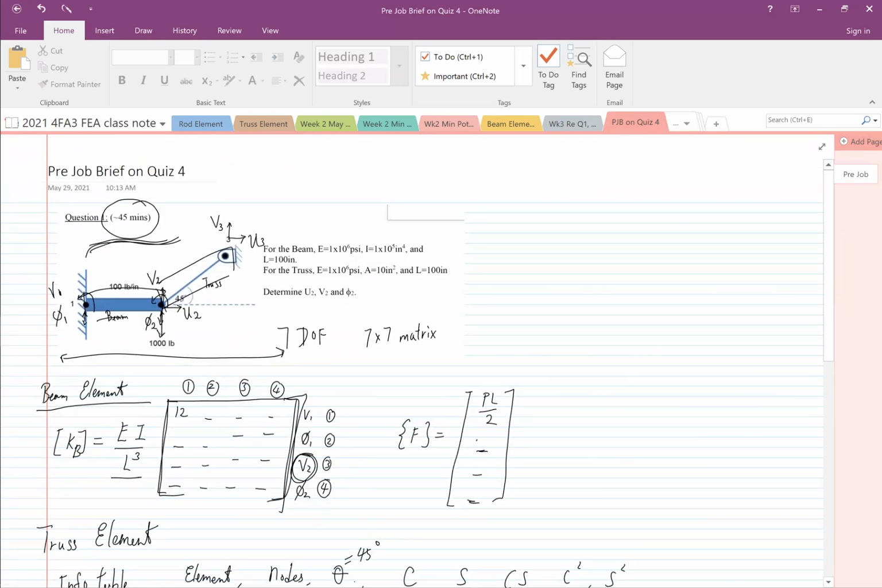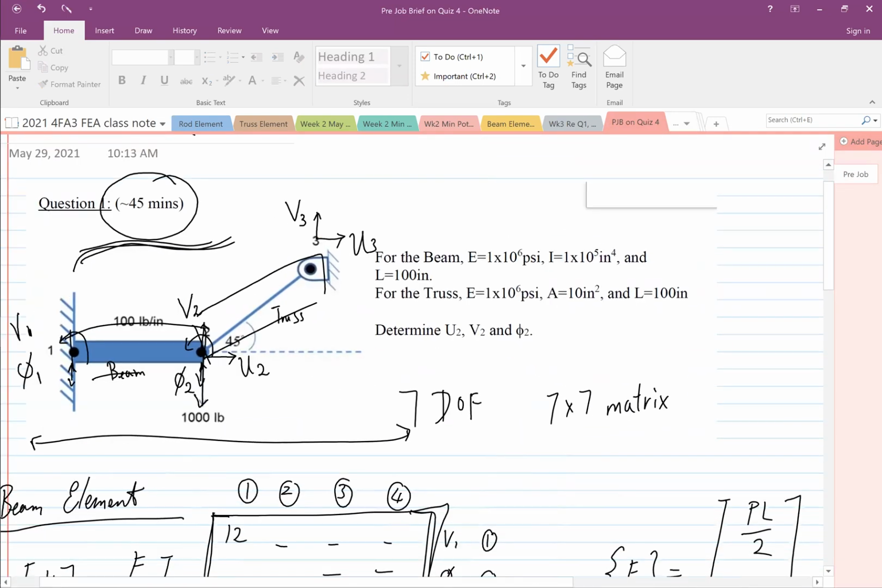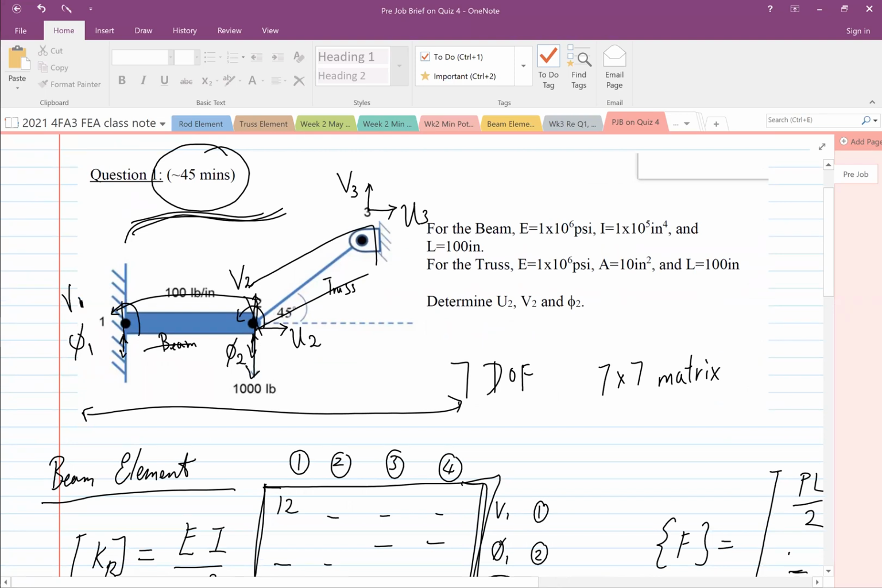Okay, first of all, how do you name it? Where's U1? Node 1. Node 1 totally belongs to the beam element only, and the beam element doesn't have U. It's only V. True. However, this node has a U. Why is that? Because it's shared by the truss element. So that is why this node is so funny.